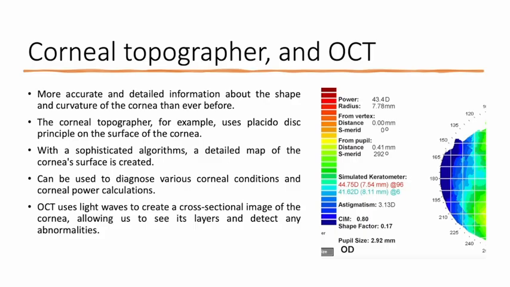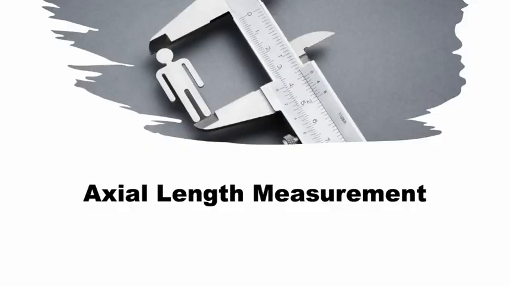The corneal topographer, for example, uses the Plácido disc principle to project a series of rings on the surface of the cornea. With sophisticated algorithms, a detailed map of the cornea's surface is created, which can be used to diagnose various corneal conditions and for corneal power calculations. OCT uses light waves to create a cross-sectional image of the cornea, allowing us to see its layers and detect any abnormalities. Axial length measurement has its own milestones.